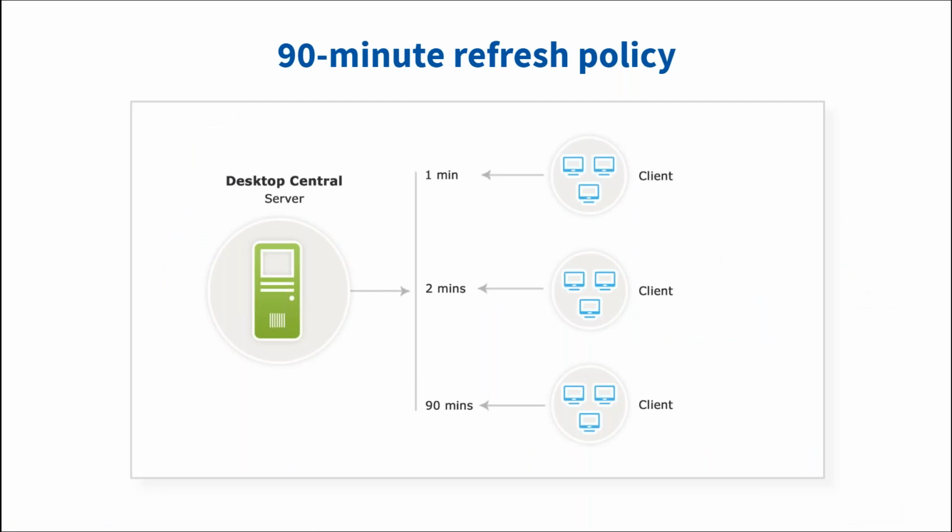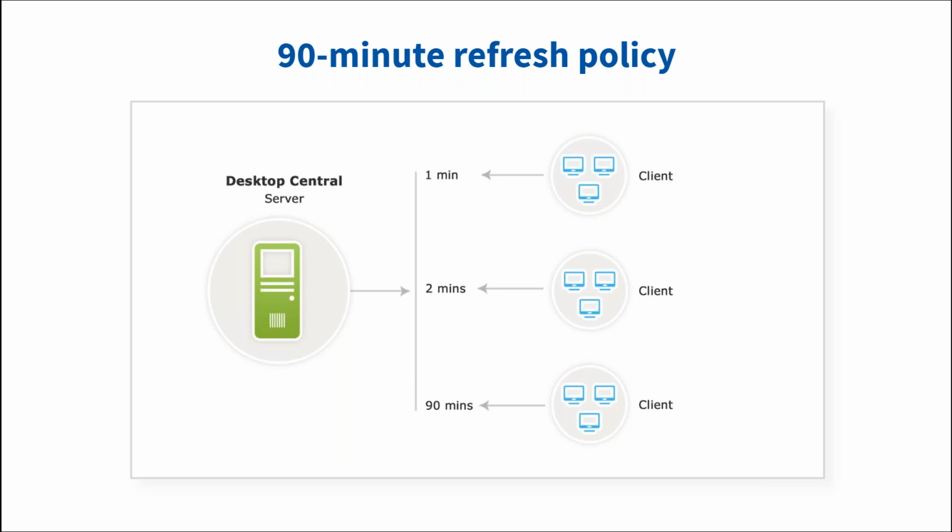Okay, like I said before, Desktop Central can manage machines in LAN as well as in WAN. So with this architecture, Desktop Central is scalable to manage even large networks up to 20,000 machines. This is possible because of the refresh policy we use. We call it the 90 minutes refresh policy. For example, every single agent will talk to the server every 90 minutes. So that is called the 90 minutes refresh policy.